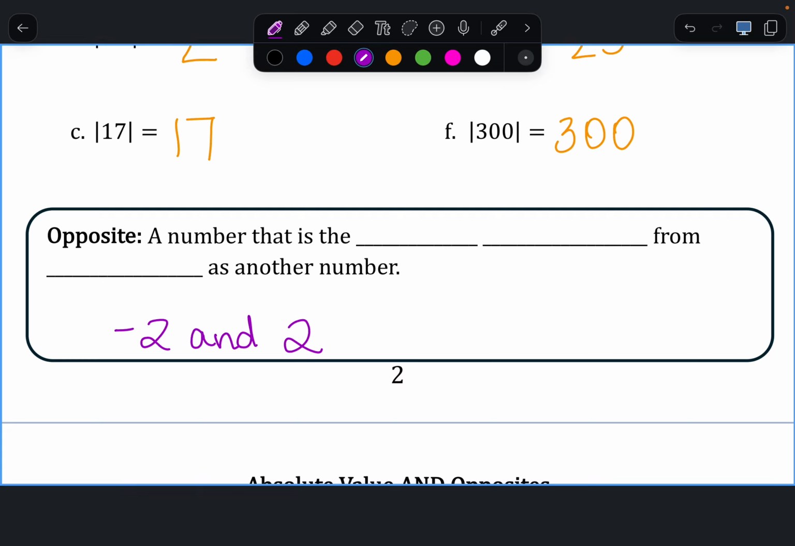Okay, so let's put those 2 together. So the absolute value for both of them is 2, which means they both have the same distance from 0. Okay, we have the same distance from 0. Opposites. 2 and -2. 10 and -10. 100 and negative 100.